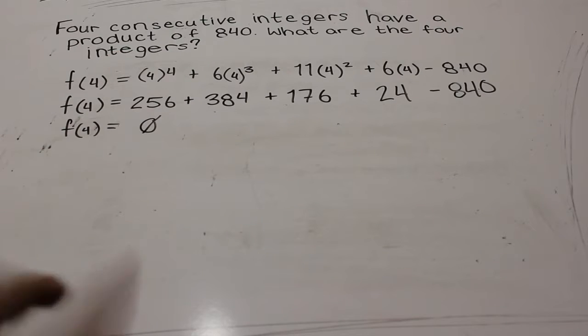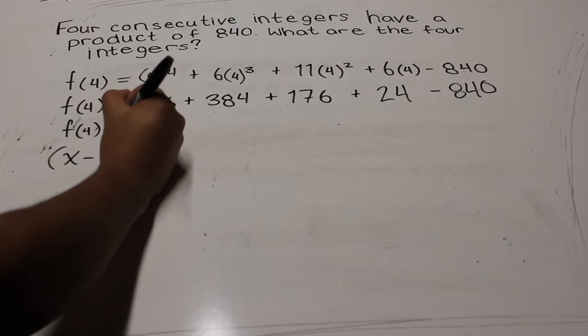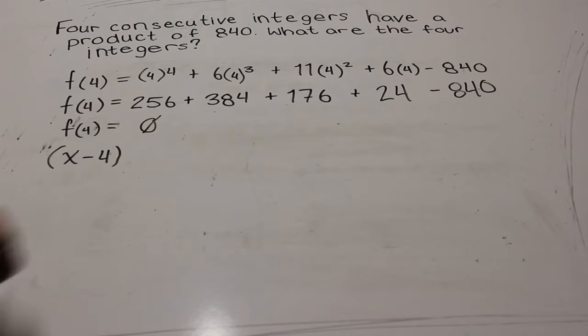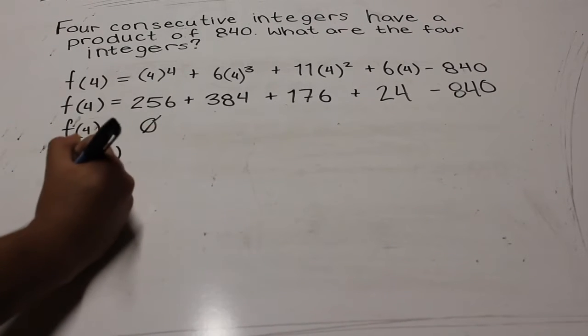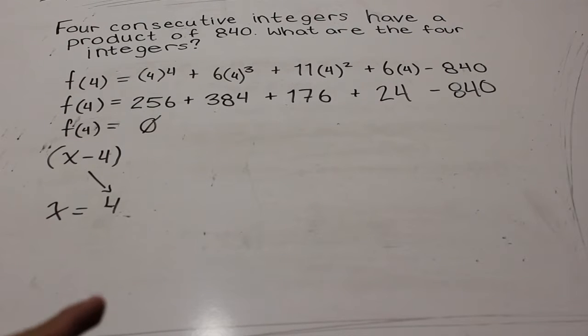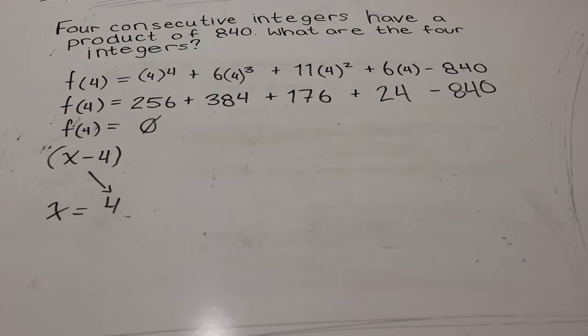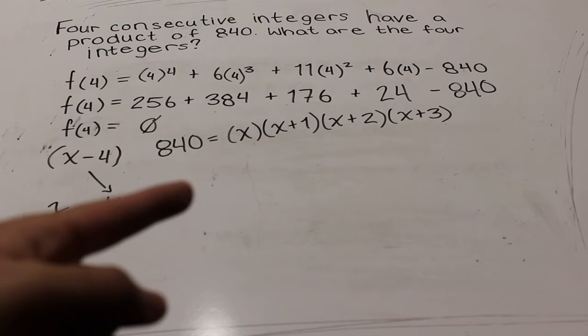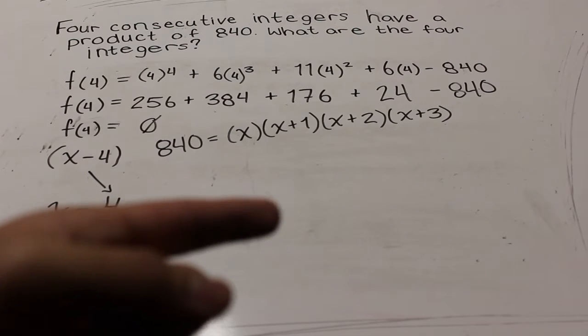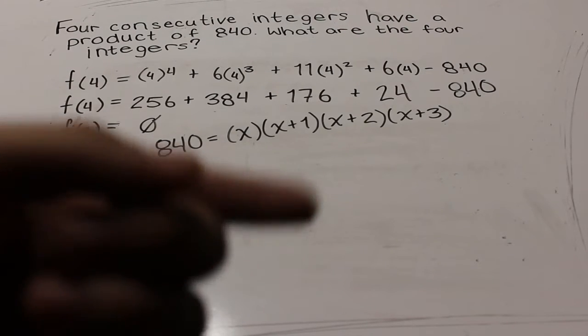So if we get 0, we know that 4 is a factor of our polynomial function. We would write out 4 as x minus 4. Because if you bring this out, your root will become x equals 4. So now that we know x equals 4, we can plug 4 into the x that we had in the earlier equation. Why don't we pull it up? So now we have 840 equals x times x plus 1 times x plus 2 times x plus 3.